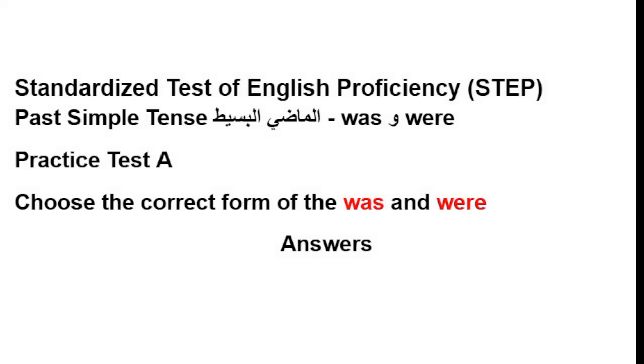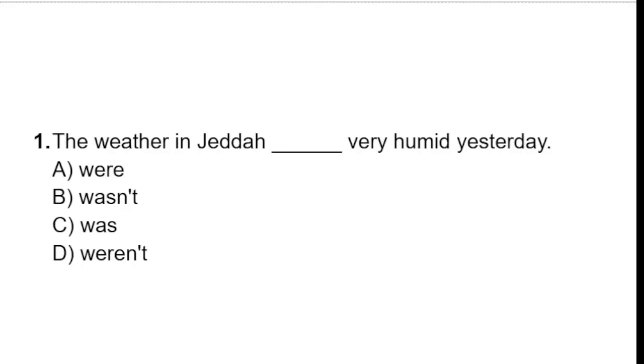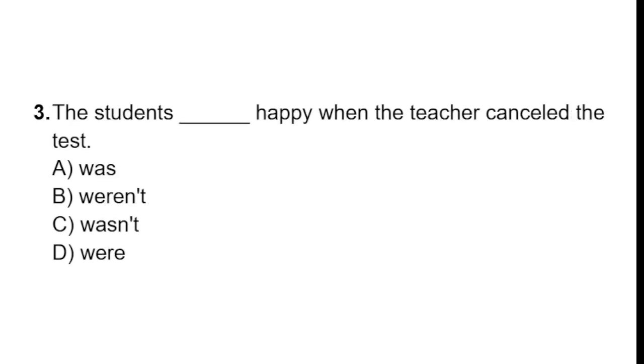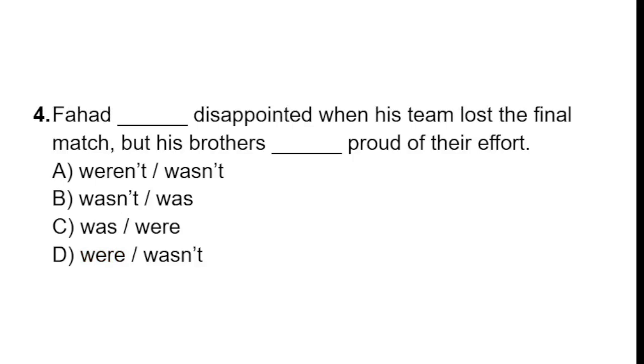Practice test A. Choose the correct form of was and were, the answers. Number 1. The weather in Jeddah was very humid yesterday. 2. The football fans weren't happy when the game in Jeddah was postponed, but the players were relieved because of the rain. 3. The students were happy when the teacher cancelled the test. 4. Fahad was disappointed when his team lost the final match, but his brothers were proud of their effort.